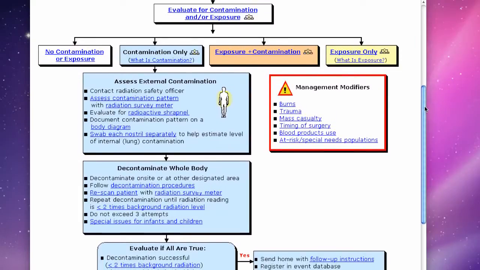Initial response tasks at the scene include assessing victims for external contamination by using proper equipment and technique, and performing external decontamination on those who need it. Each task involves many steps, with key details provided in the hyperlinks.